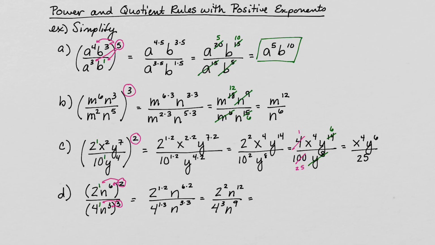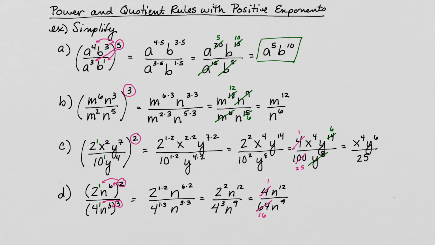And if I work out what those are, 2 squared is 4, and 4 to the 3rd power is 64. So on the top, I have 4n to the 12th, and then I have 64n to the 9th. So again, the number parts: 64 is divisible by 4, and you can do that on your calculator. So 4 goes into 4 one time, 4 goes into 64 16 times.